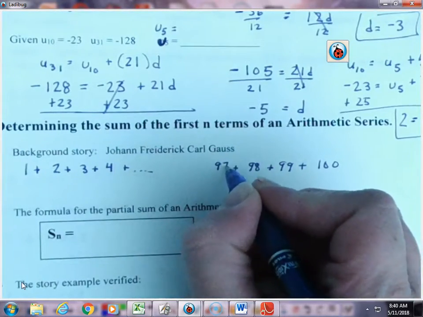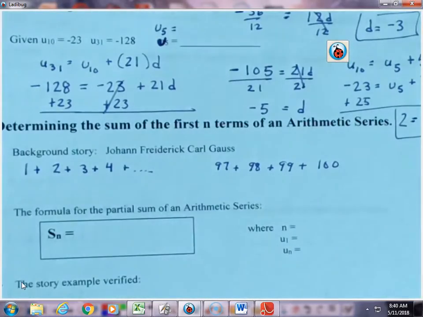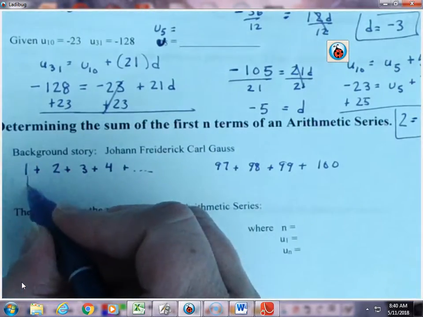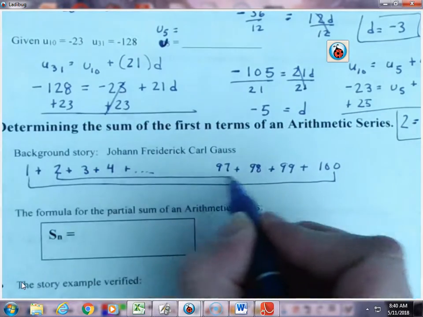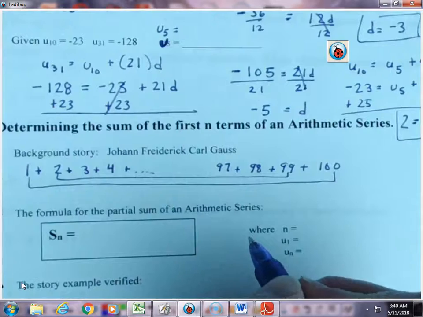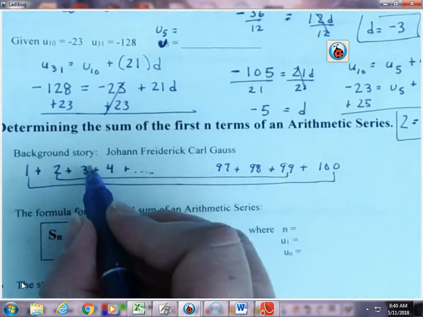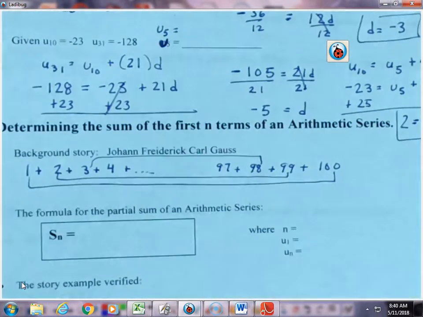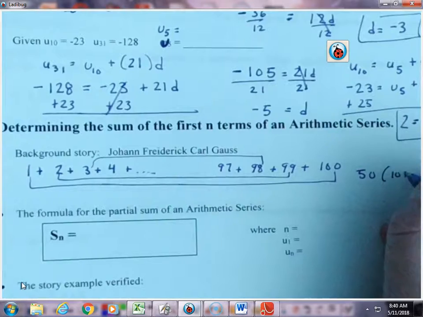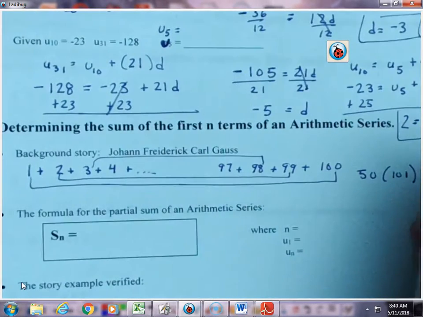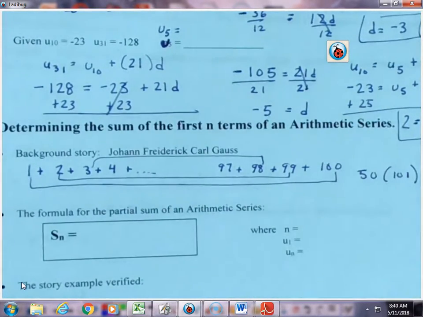Kind of try to meet in the middle. Okay. What do you notice when you add these two? What do you get? What about these two? What about these two? Okay, so how many pairs of 101 do you have? So that's it. Because there's 100 numbers, and we're pairing off every 2 of them.